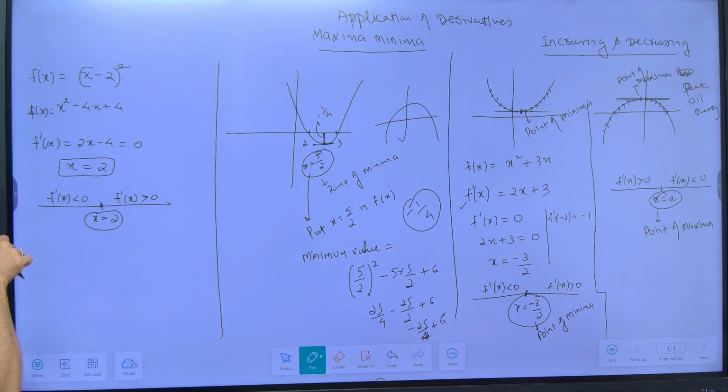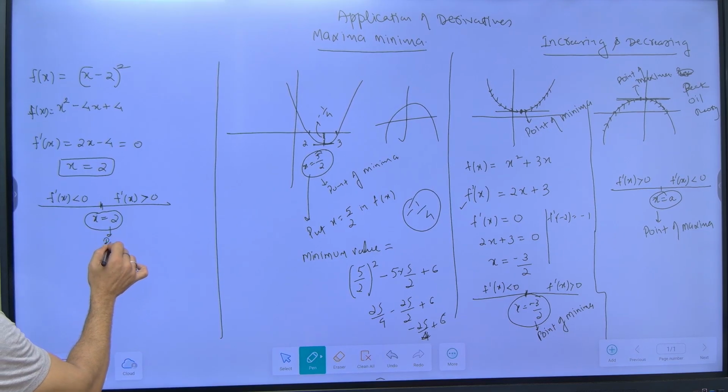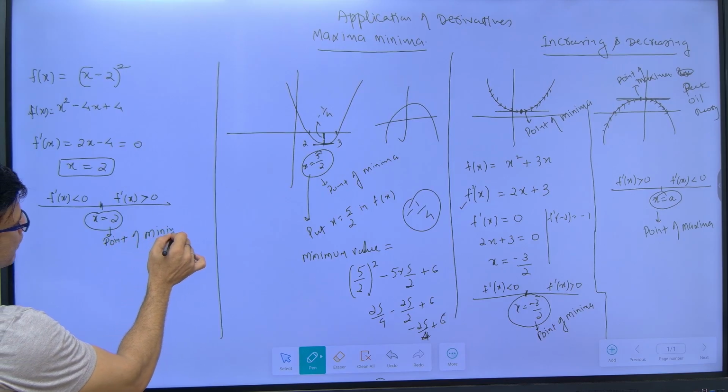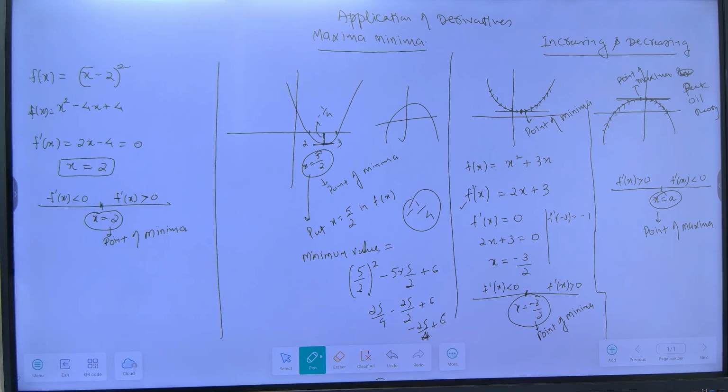less than 0 means going down, down, down, down, down. Less than 0, going down, reaching a point and then going up. So this is called the point of minima. Point of minima. Right? Now the question is, what is the minimum value?